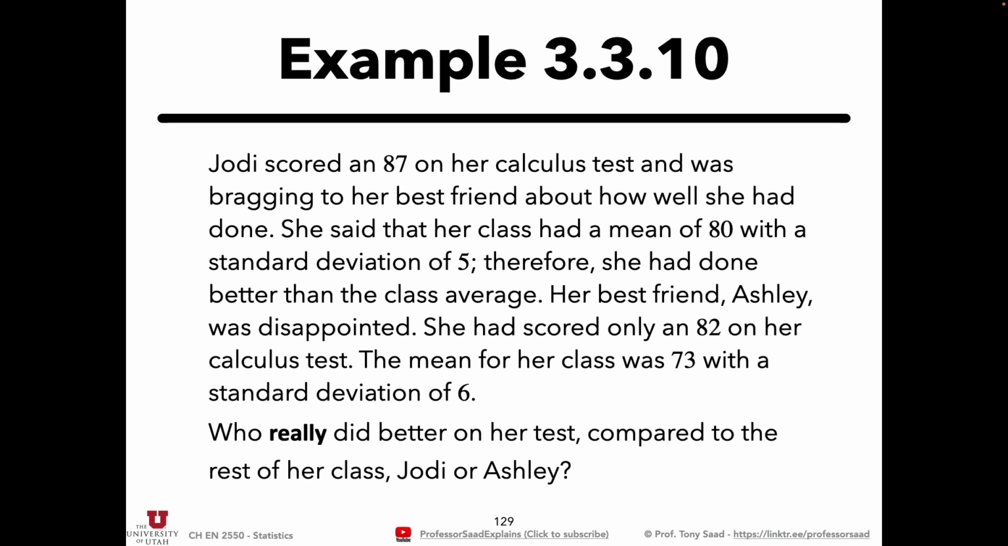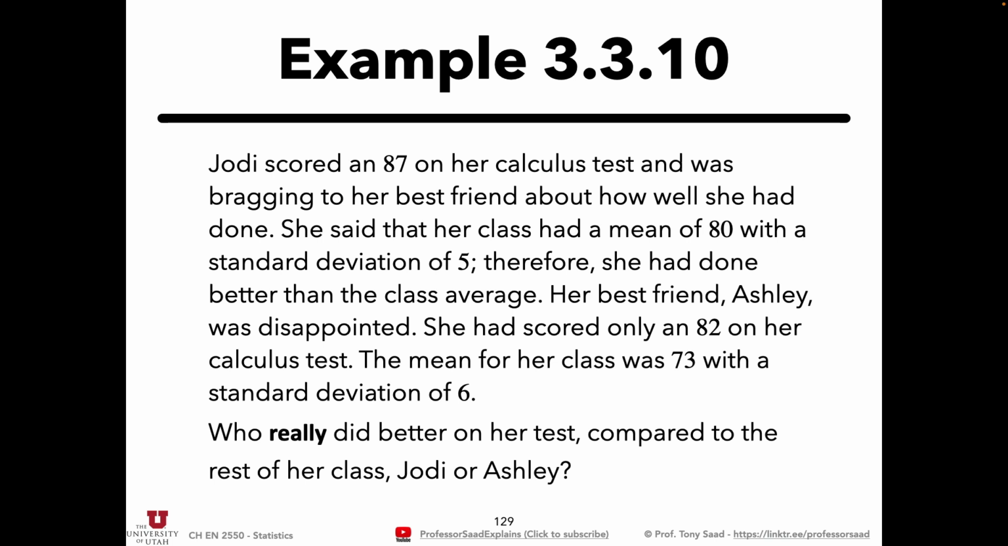And her standard deviation in section B, with Professor B, was 6. Did Ashley really do worse than Jody? I mean, numerically, Jody got 87, that's fine, she got the higher grade. But Ashley's class had a much lower mean than Jody's class. So shouldn't we compare to the mean of the data where Ashley was operating? That would be a more fair comparison possibly.